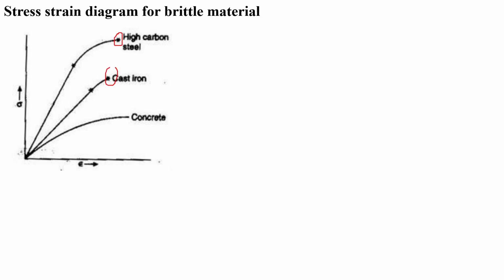So these are all brittle materials: high carbon steel, cast iron and concrete. These are brittle materials, which means large deformation is not possible, and they fail without any indication. So here also, there is no large deformation, and the material fails suddenly. And these are the important points on the stress strain diagram, and thank you.